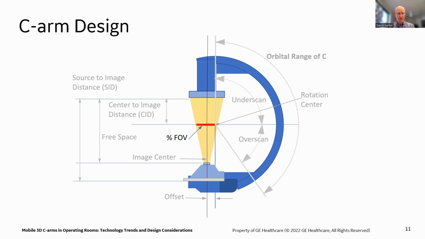a 3D system. So knowing this percentage is a really big indicator of how big your 3D volume will be, or how small your 3D volume will be. And it'll also give you an indication of other aspects of the system, of how usable it will be. We'll talk a lot about that a little bit later, but I'm just introducing that. So the percent field of view is a really important parameter in C-arm design.